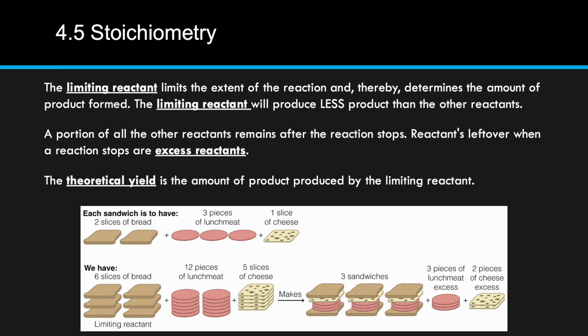So a portion of all the other reactants remains after the reaction stops, and those leftovers are called our excess reactants. And then just remember, the theoretical yield is the amount of product produced by the limiting reactant. Because again, once that reactant runs out, we can't make any more. So it limits how much product can be made.